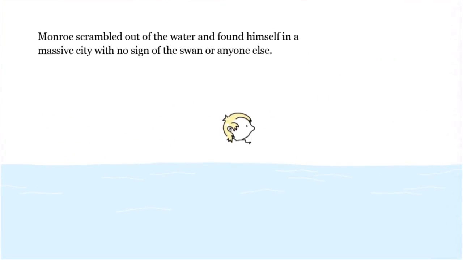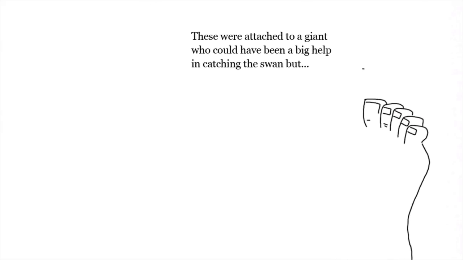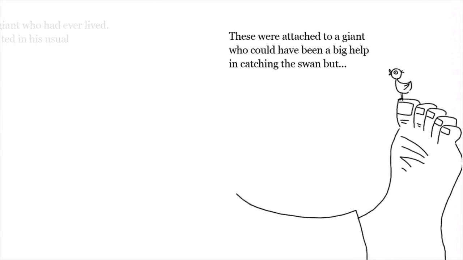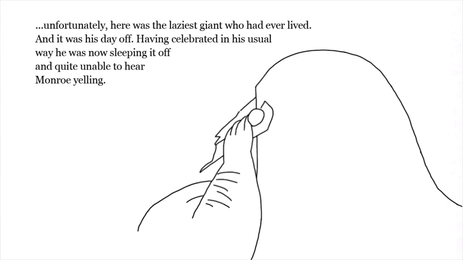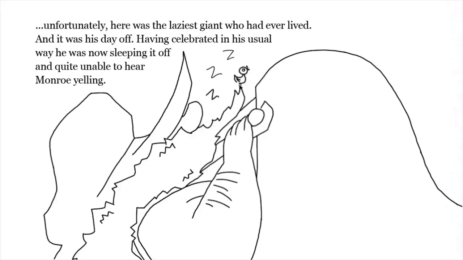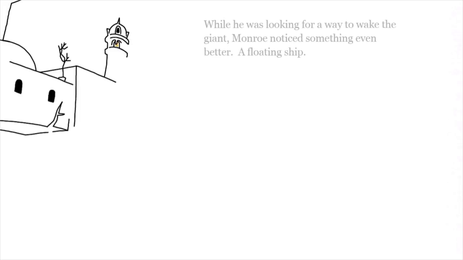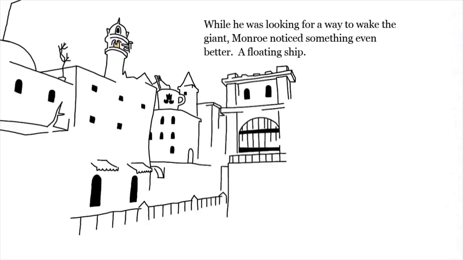Monroe scrambled out of the water and found himself in a massive city with no sign of the swan or anyone else. Well, except someone's enormous pair of feet. These were attached to a giant who could have been a big help in catching the swan, but, unfortunately, here was the laziest giant who had ever lived. And it was his day off. Having celebrated in his usual way, he was now sleeping it off and quite unable to hear Monroe yelling. While he was looking for a way to wake the giant, Monroe noticed something even better. A floating ship.